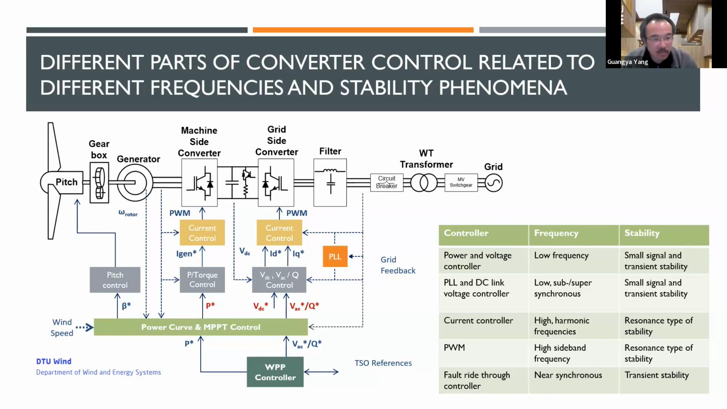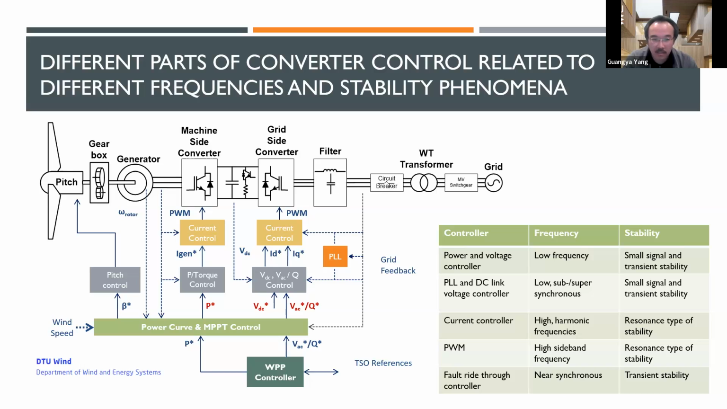As we know, the wind turbine has many controls. The grid side converter has a typical PLL, a phase-locked loop that tracks the phase of the grid voltage, and then there's voltage and reactive power control, power control, DC link control, and current control. And at the backend, you have pitch control and torque control, and so on. These controls are organized and separated in frequency, so their bandwidths have no overlap among them.